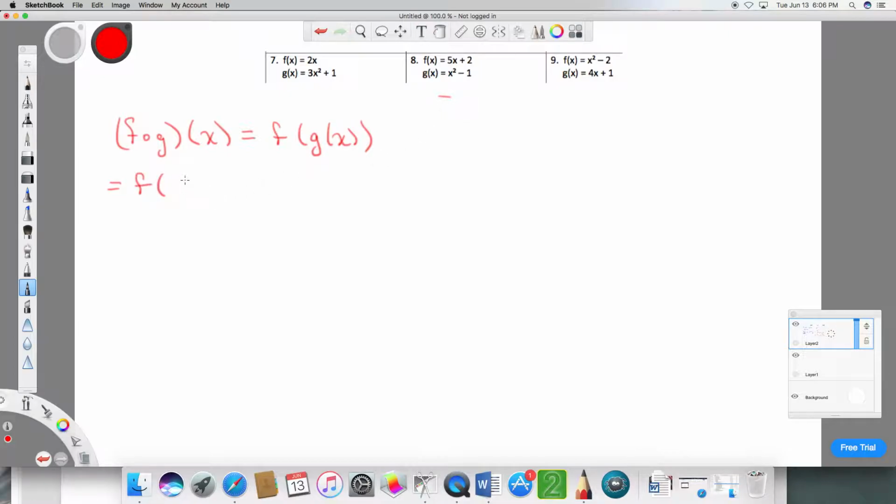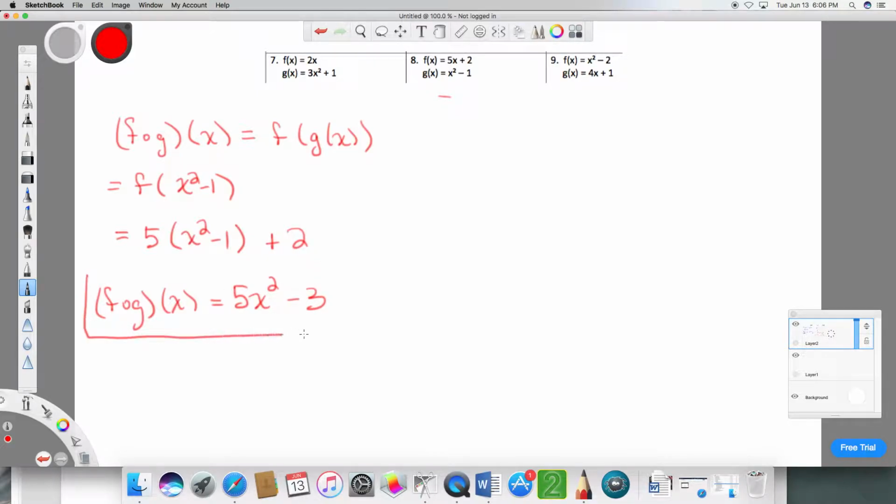G is x squared minus 1. And what f does to the input, f always creates an addition problem, 5 times the first term plus 2. So this f composed with g of x is 5x squared minus 5 plus 2. And the negative 5 plus 2 gives us minus 3 there. There's the answer I get for f composed with g.